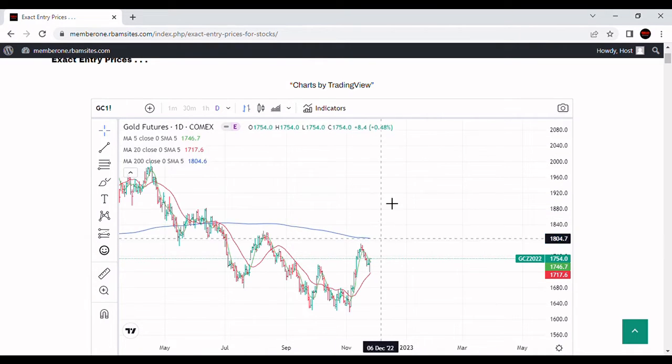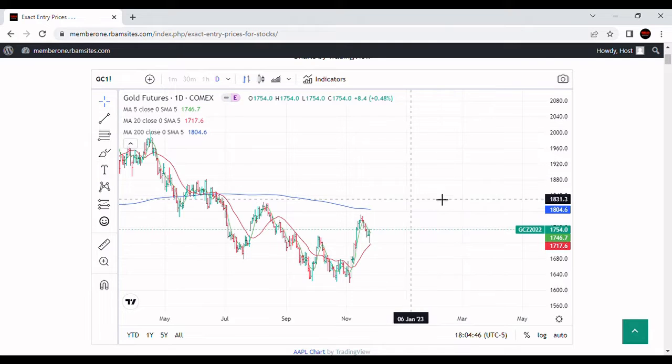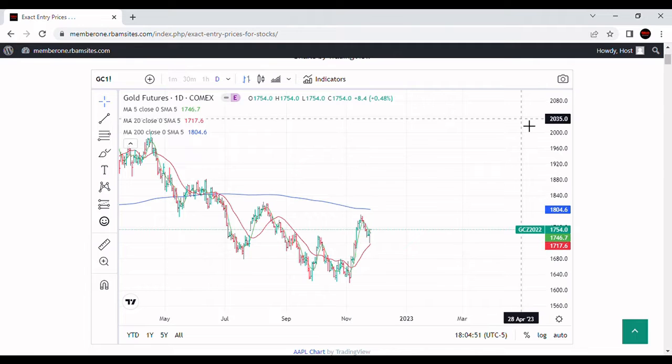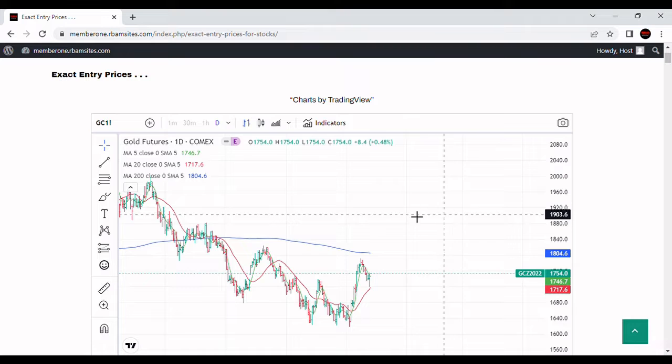We're going to do an analysis here with technical analysis, and then we're going to look at some other technical indicators, and then finally we're going to look at the algorithmically generated entry prices from RBAM Research and show you how to get those for free. So stick with us to the very end and we'll show you how to do that. Let's take a look at this real quick.